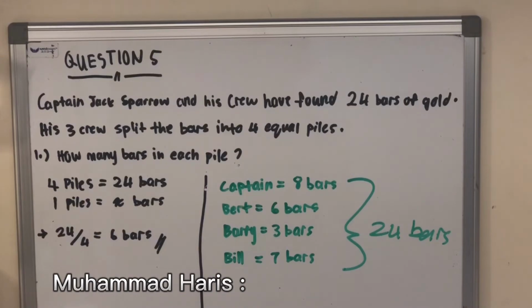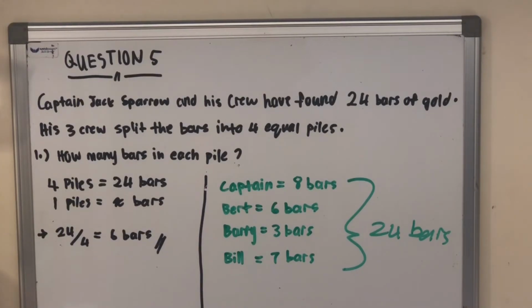Hi, my name is Muhammad Haris bin Muhammad Ilmi, and today I'm going to present for question number 5. Okay, so the question tells us that Captain Jack Sparrow and his crew have found 24 bars of gold. His 3 crew split the bars into 4 equal piles. So the first question is, how many bars in each pile?